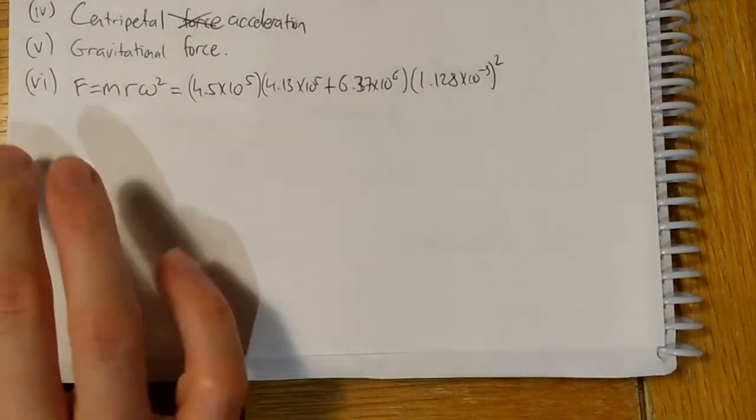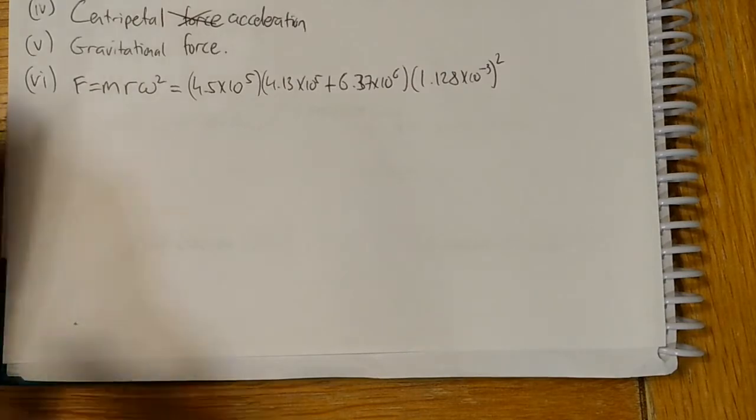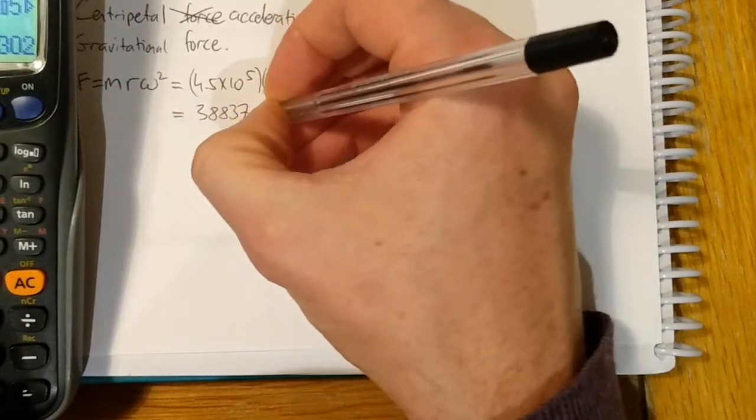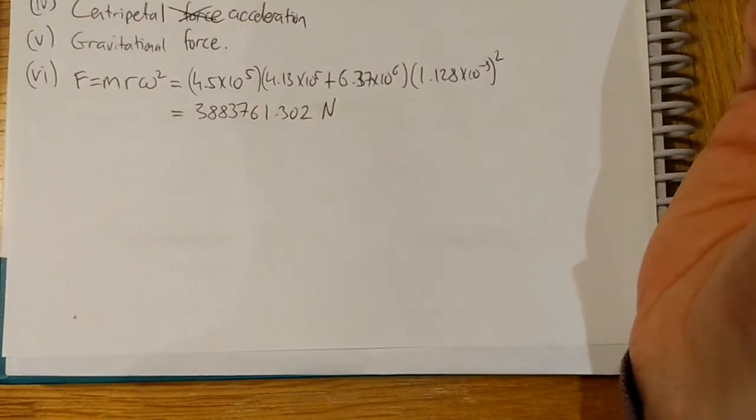Okay, so 4.5 by 10 to the 5 multiplied by 4.13 by 10 to the 5 plus 6.37 by 10 to the 6, multiplied by 1.128 by 10 to the negative 3 squared, gives me an answer of 388,376.1302 newtons. Okay, that's my force due to gravity, the gravitational force.